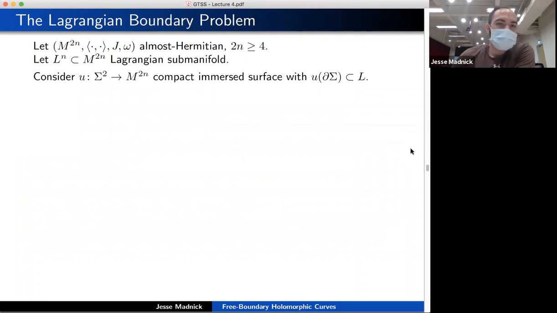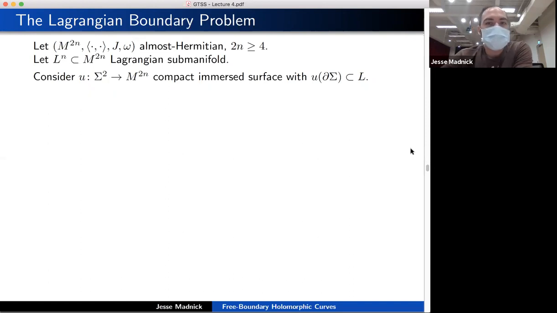So let's just begin with a very general setup. M will be any almost Hermitian 2n manifold. 2n has to be at least 4 for this to be interesting and sensible. And L will be a Lagrangian, so that's a half-dimensional submanifold, and we're fixing it in advance. And what we want to do is study those compact immersed surfaces whose boundary lies on the Lagrangian.